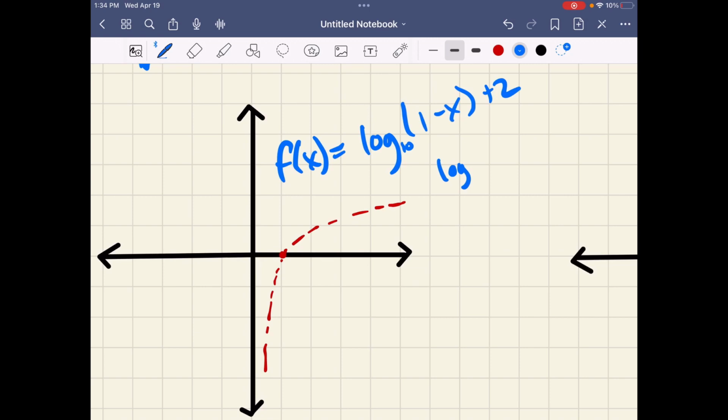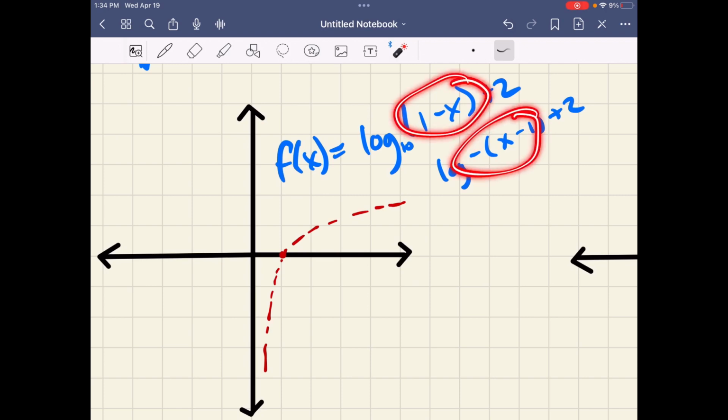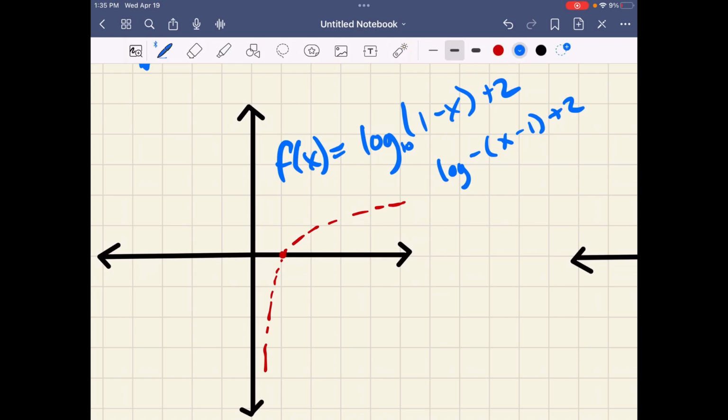So I've got log, and watch, what I'm going to do here is factor out a negative. So I've got x minus 1 now, plus 2. And let me show you what I'm talking about. If I take this negative and redistribute it to that x, I get negative x, which I had originally. And then if I take the negative x and distribute it to negative 1, I have a positive 1, which I had originally. So these two expressions are the same thing, just that second one has a negative factored out of it.